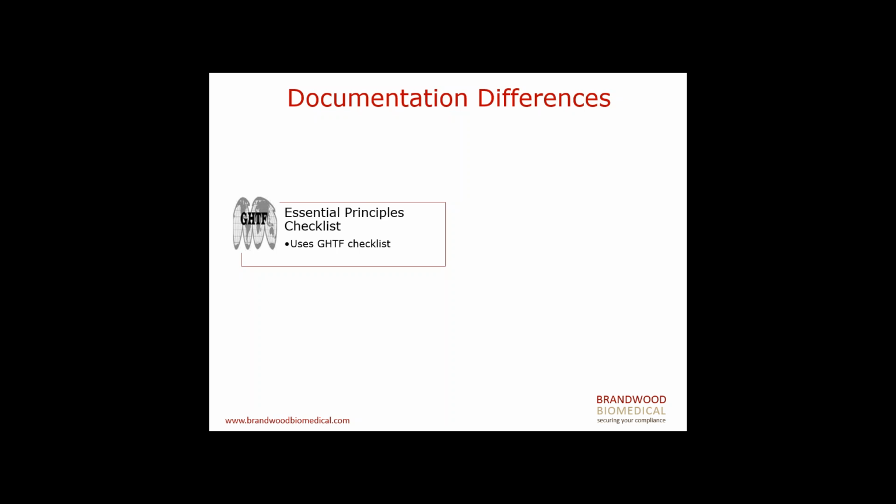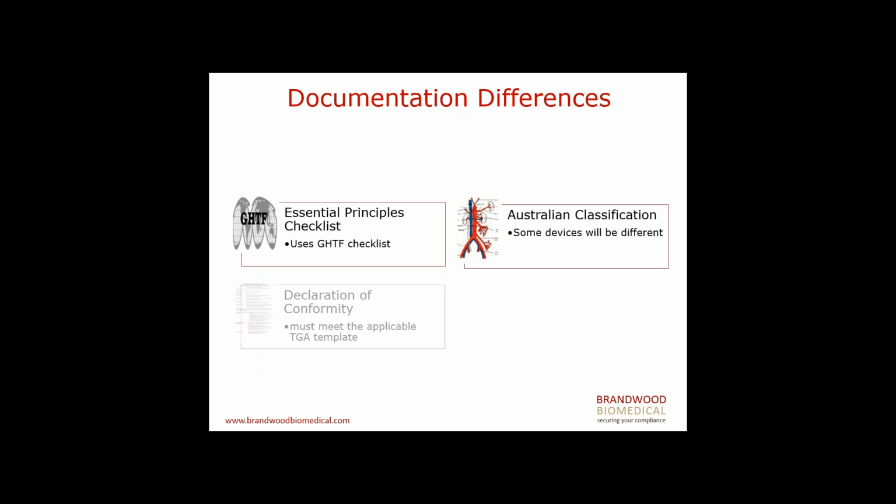Usually this can be approached in two ways. You can either retain your Essential Requirements Checklist and cross-reference the requirements to the Essential Principles, or you might have to do a new Essential Principles Checklist just for the Australian submission. So as explained earlier, the Australian classification for some devices will be different, and examples were provided in the earlier slide. The Declaration of Conformity.